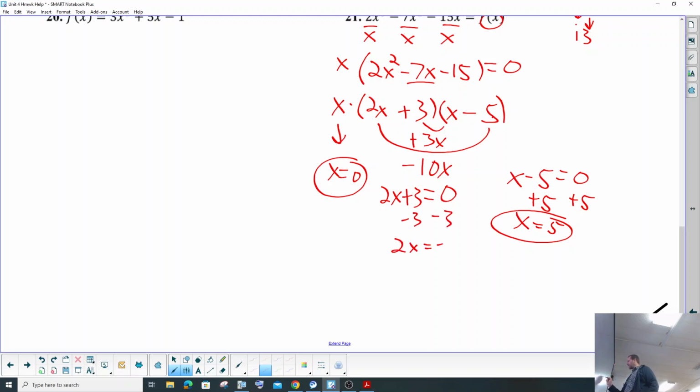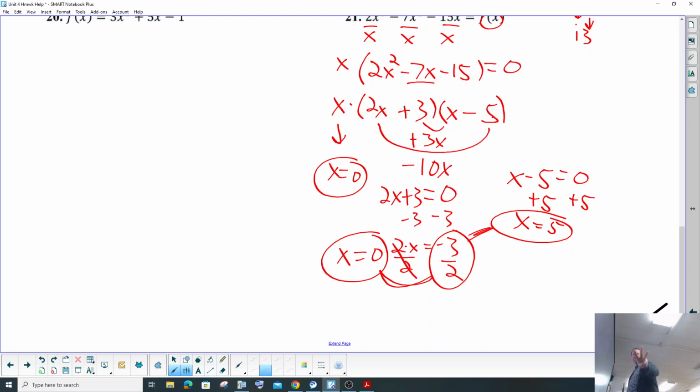But we still have that 2. What do we do with that 2? Do you remember? We're solving for x right now. So we are going to divide it to the other side. And so we get negative 3 halves, negative 1.5 or negative 3 halves, as well as 0, as well as x equals 5. So 3 answers, 3 factors, 3 x-intercepts. Wayo.